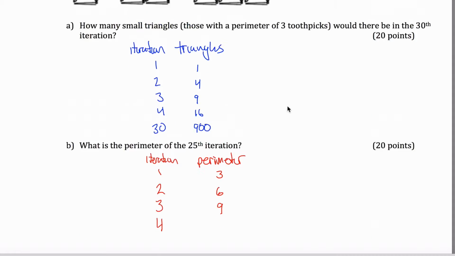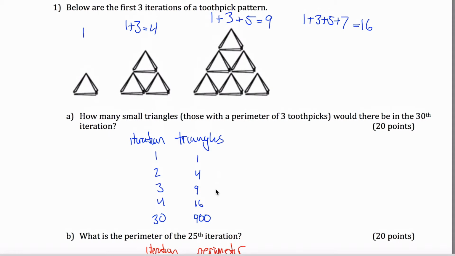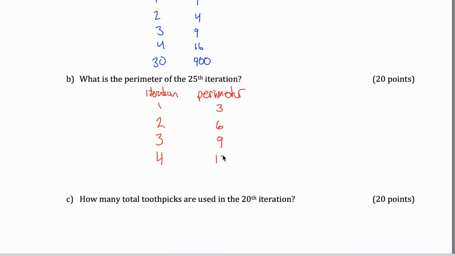And the fourth one, if I were to draw it out, each side would be 4 toothpicks long, and 4 times 3 will give me 12. So it looks like in each case, all I'm doing is taking the iteration and multiplying by 3. So in the 25th iteration, it would just be 3 times 25, or 75. Maybe I'll write parenthetically where those numbers came from. This was 30 squared up here.